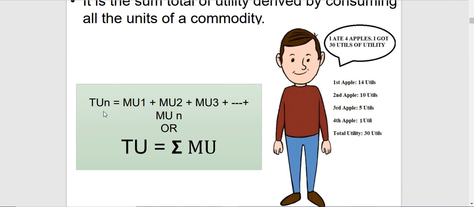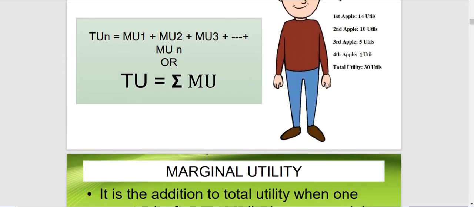So total utility is the calculation or the addition made of every successive apple or unit of the commodity consumed by the consumer. And the formula for this total utility is given as TU. TU stands for total utility is equal to sigma MU, total of marginal utility.